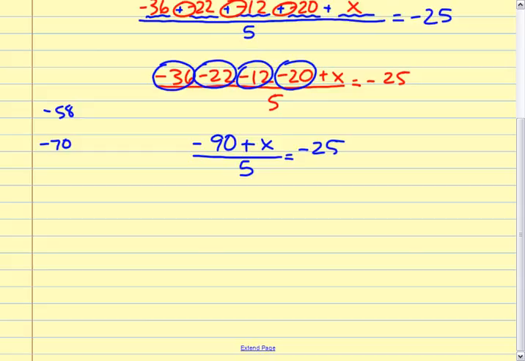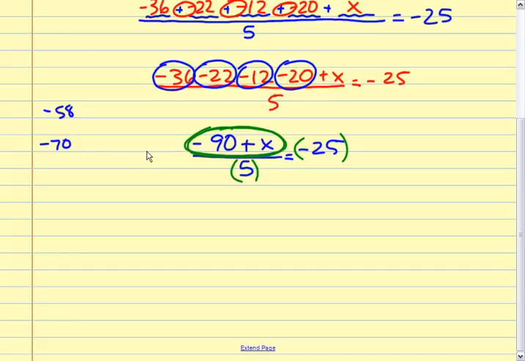Now let me ask you something. How can I figure out what this stuff up here needs to equal? I know that this stuff divided by 5 equals negative 25, right? What should I do? Evan? Negative 25 times 5, right? Okay? If I multiply this and this, that'll tell me what this stuff up here needs to equal. Do you agree? What is negative 25 times 5? Can anyone tell me what that is? Evan?